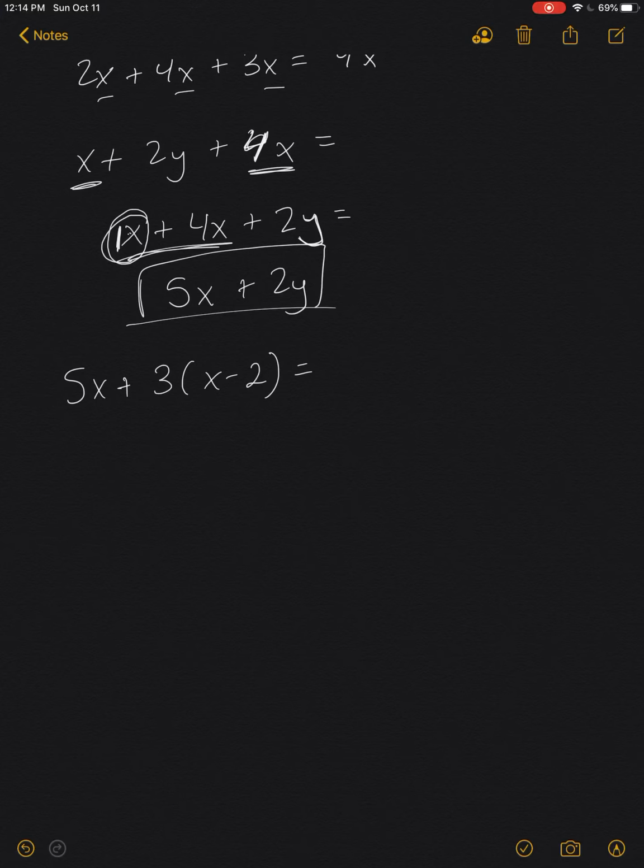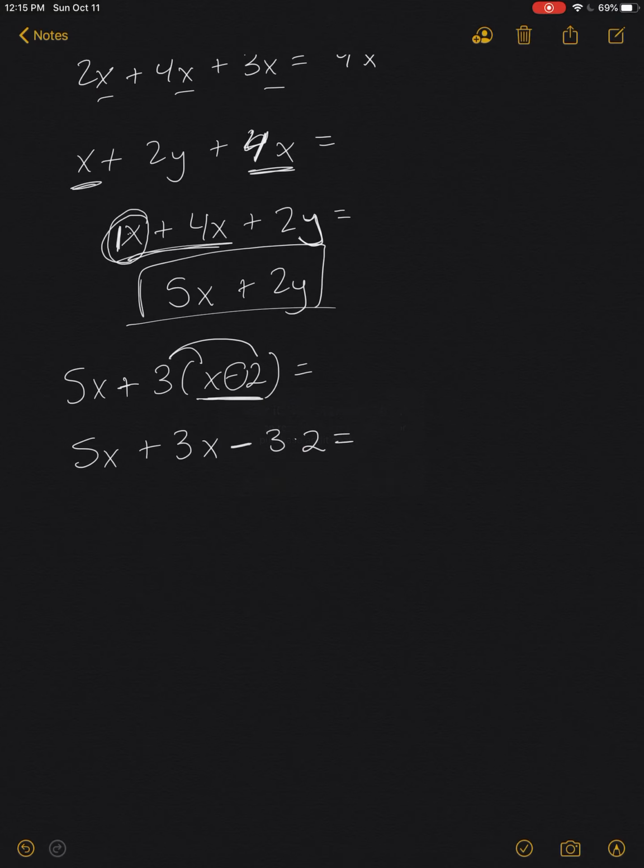Okay, so when you're simplifying, it's still important to use PEMDAS, right? So we're going to do parentheses. We can't combine that, right? So instead of combining, I can distribute, right? So then we get 5x plus 3 times x is 3x. And then you have to pay attention. It's positive 3 times negative, so minus 3 times 2. Okay.